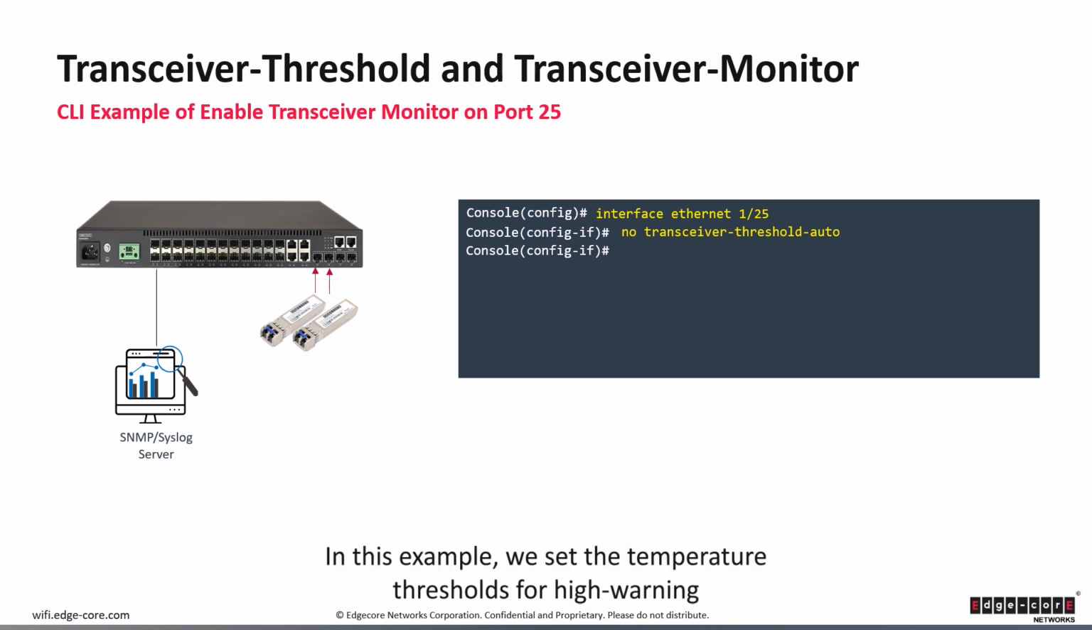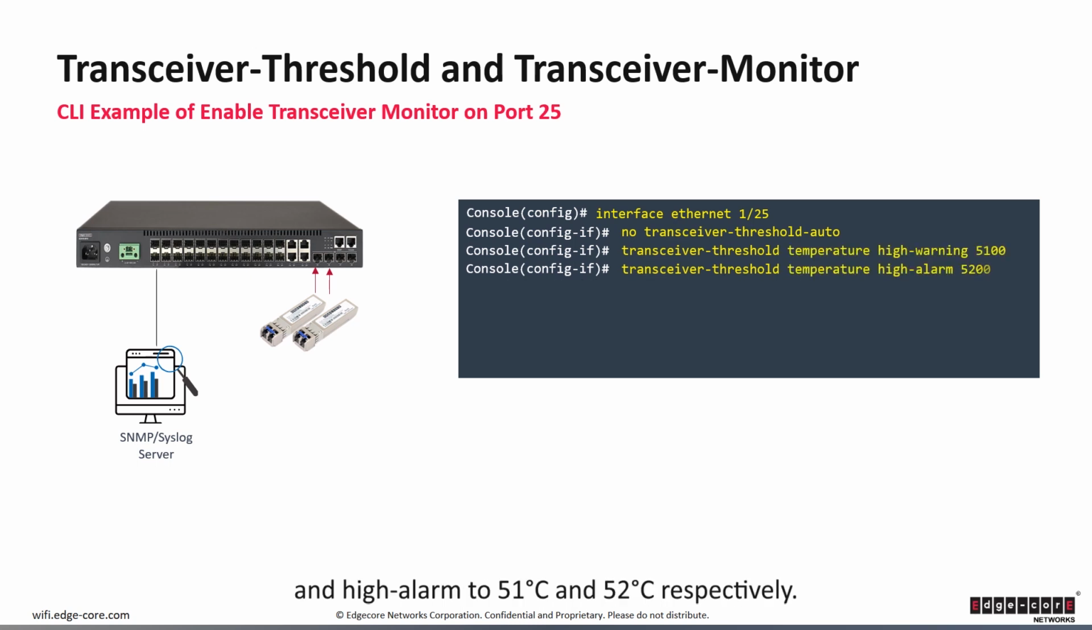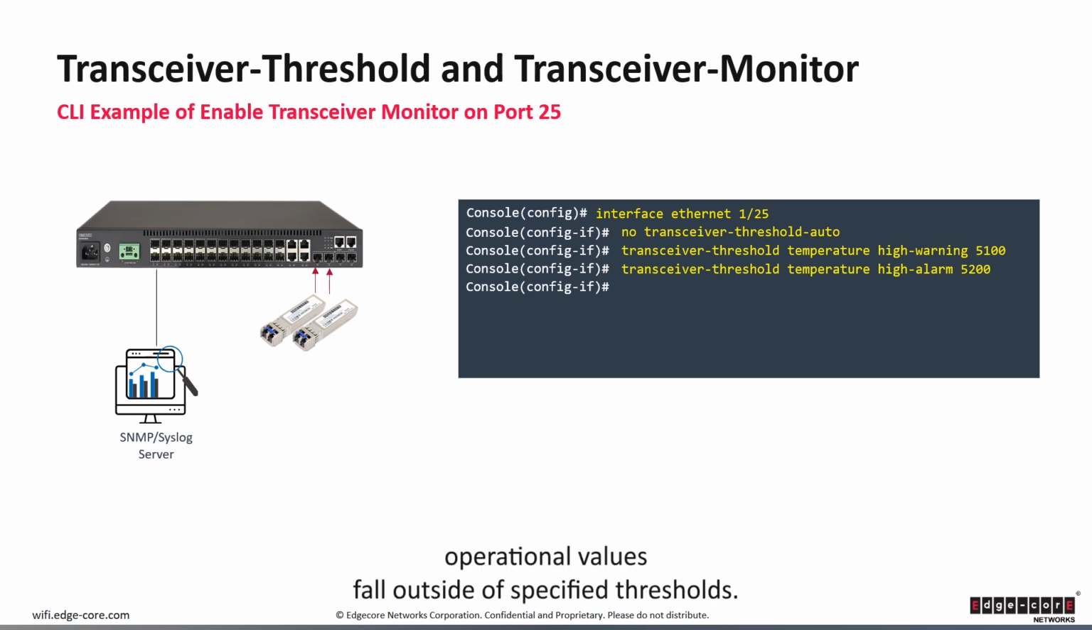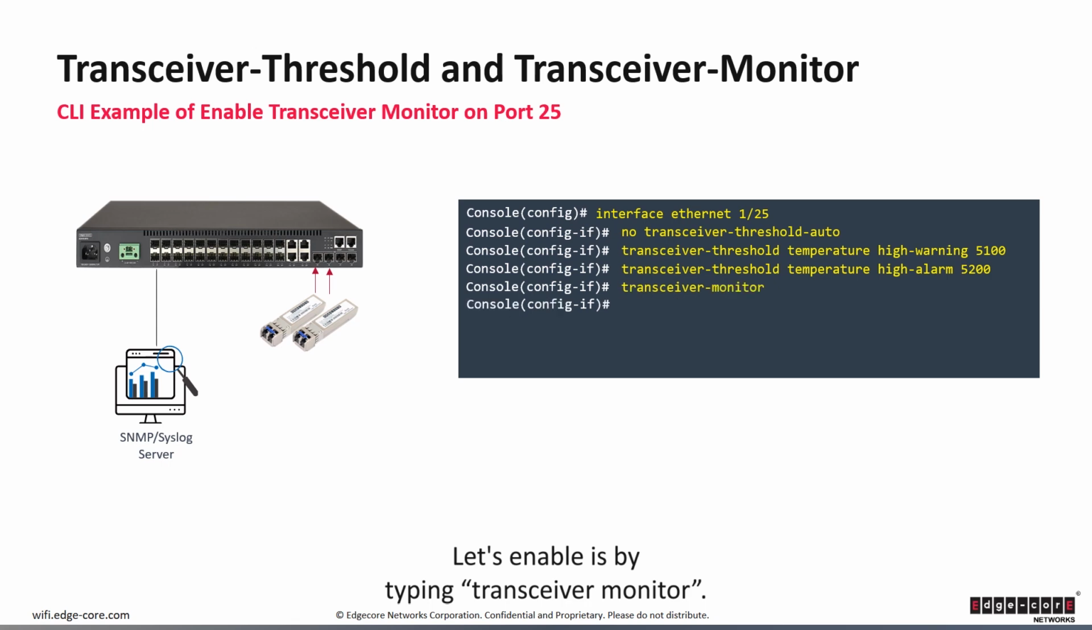In this example, we set the temperature thresholds for high warning and high alarm to 51 degrees Celsius and 52 degrees Celsius respectively. The transceiver monitor command sends a trap when any of the transceiver's operational values fall outside of specified thresholds. The default setting is disable. Let's enable it by typing transceiver monitor.